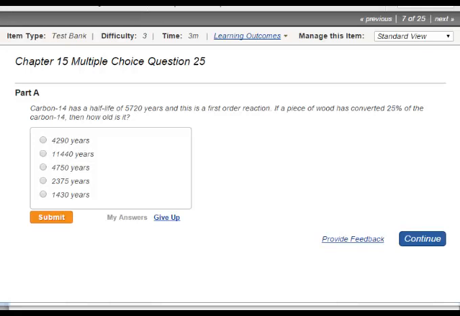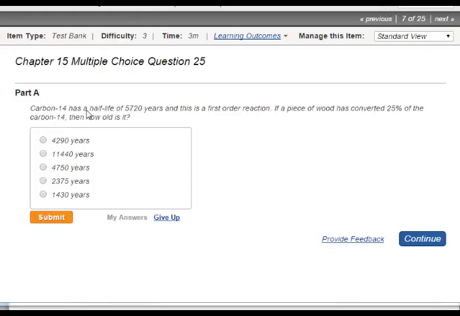So here is problem 7, also from chapter 15, and it's another half-life problem, really. Here we're told that carbon-14 has a half-life of 5,720 years, and it's a first-order reaction. The nuclear decay of an isotope is a first-order reaction. It only depends on the concentration of the isotope. If a piece of wood is converted 25% of the carbon-14, then how old is it?